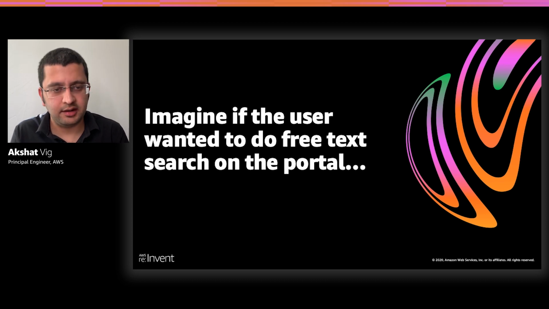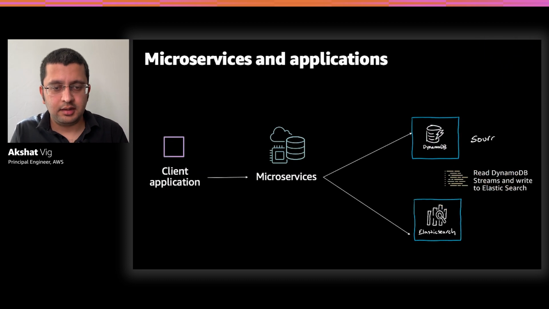So how exactly do I do that? Again, picking the right tool for the job, analyzing from all the different data stores that are available, I would pick Elasticsearch, because Elasticsearch provides you full free-form text search capabilities, right? So with that, my application would look something like this.